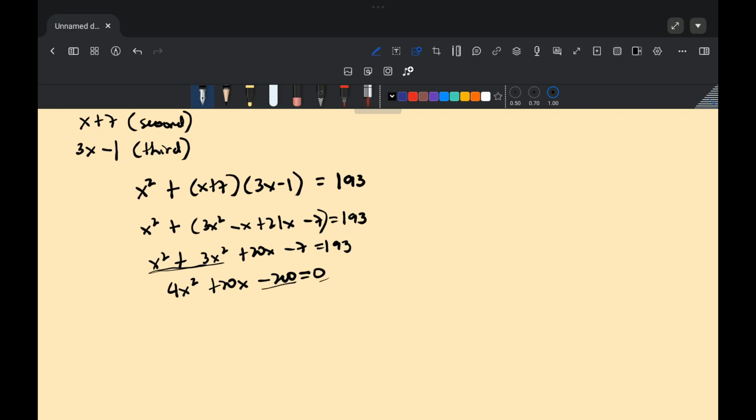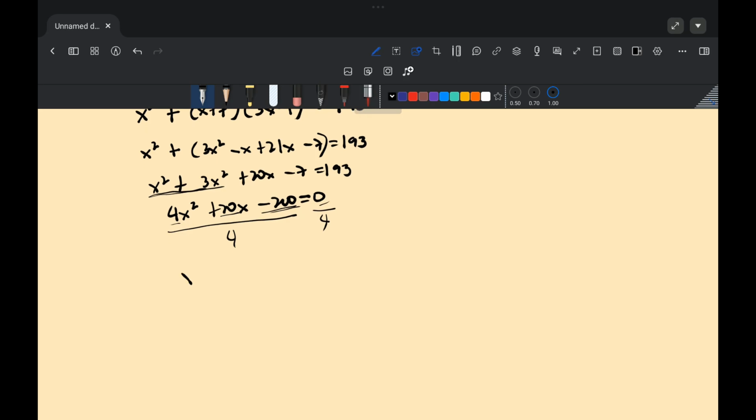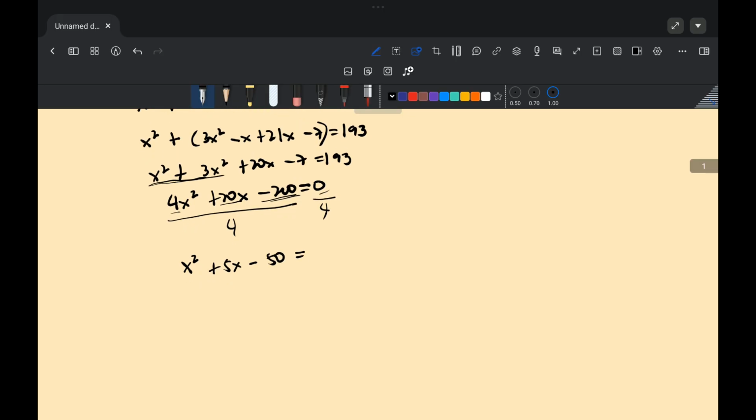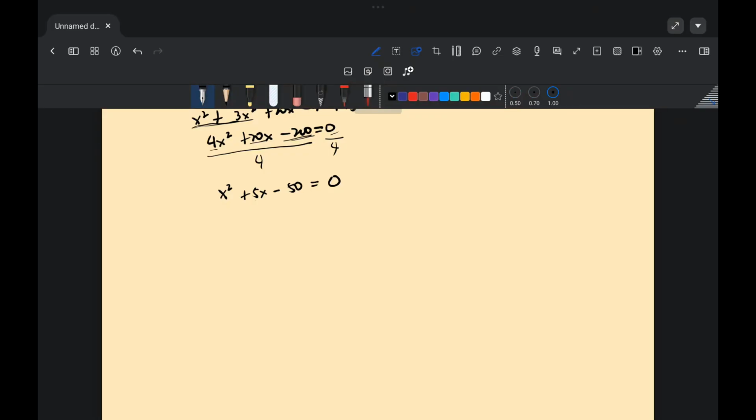As you can see, all the numbers are divisible by 4, so we can divide both sides by 4, including the 0. So we will have x squared plus 5x minus 50 is equal to 0. In order to get the value of x, we just have to factor this equation.